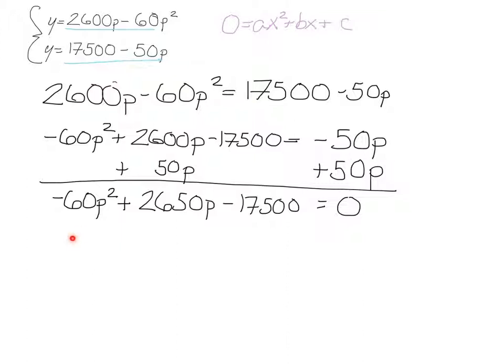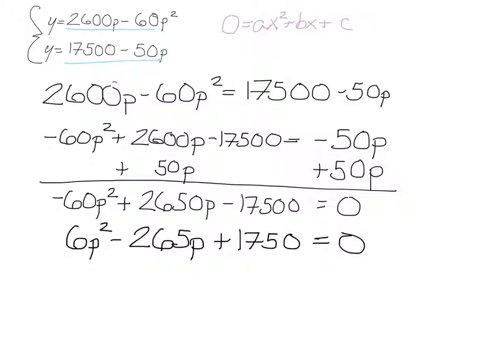So that would make this, oops, let me write, 6p squared minus 265p plus 1,750 equal to 0. So this would be the quadratic that we would need to factor, but it's going to be very difficult doing that using the box method. It's going to be very difficult doing that using completing the square. I would recommend that you use the quadratic formula.